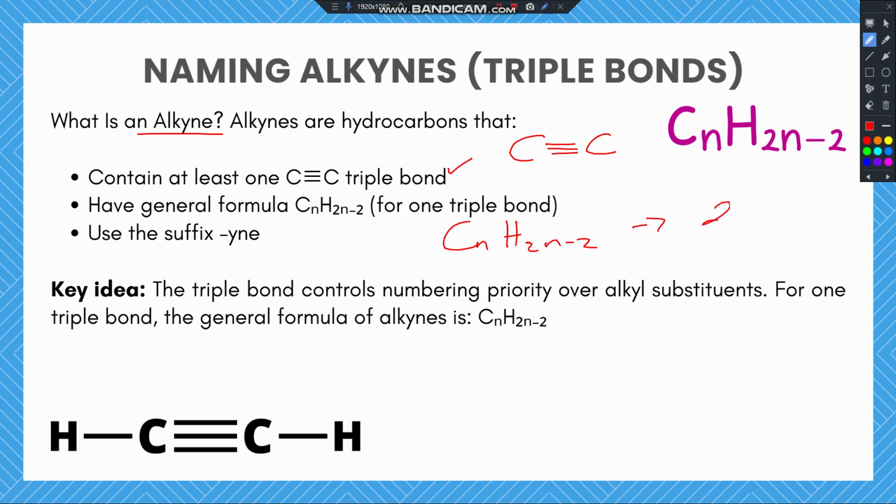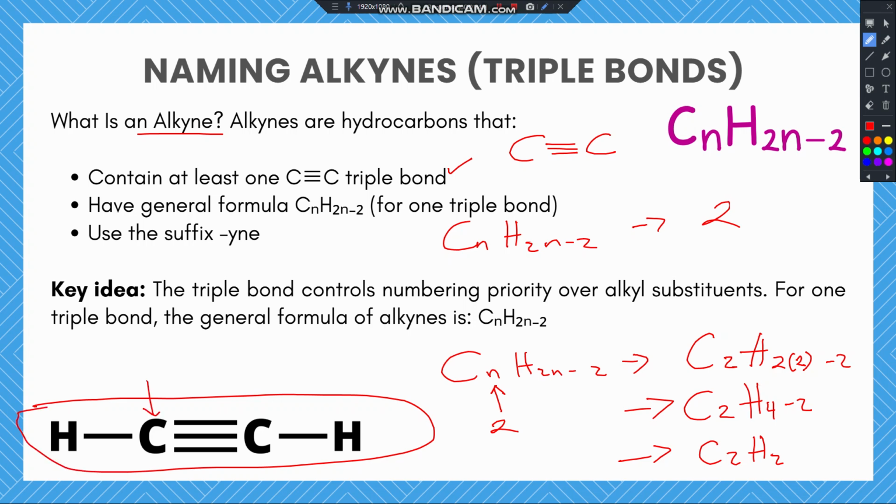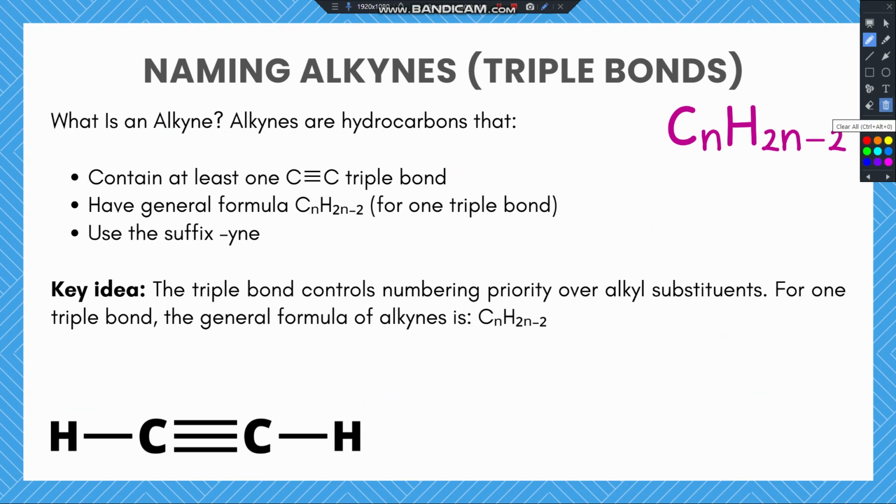So for example, let's say I have two carbon atoms present in an alkyne. It means CnH2n minus 2 becomes C2, because anywhere I say the number n, I replace it with the number 2. H2, now instead of n, I put a 2 as well, and then minus 2. All of this becomes C2H4 minus 2. It finally becomes C2H2. That is how alkynes work. And you can see the structure denoted over here. Two carbon atoms and two hydrogen atoms. So that's how the formula comes into play.